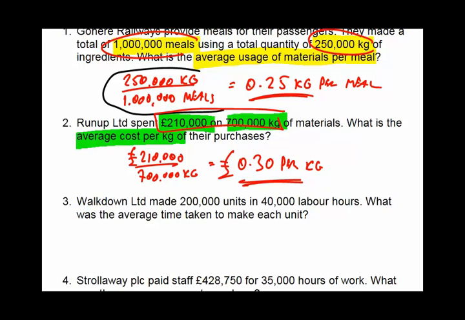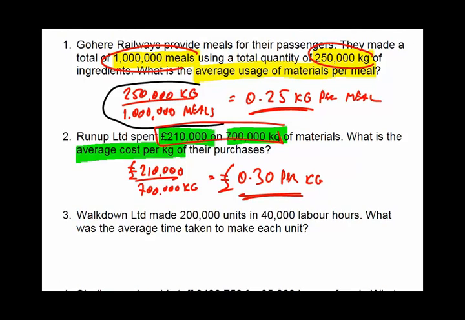Now, in fact, if you look back at the 2 examples we've done so far, one way to remember how to do the calculation is, can you see that in the first calculation we were looking at the usage per meal? So we put the meals at the bottom, and we've just been looking at the cost per kilogram, so we put the kilograms at the bottom.